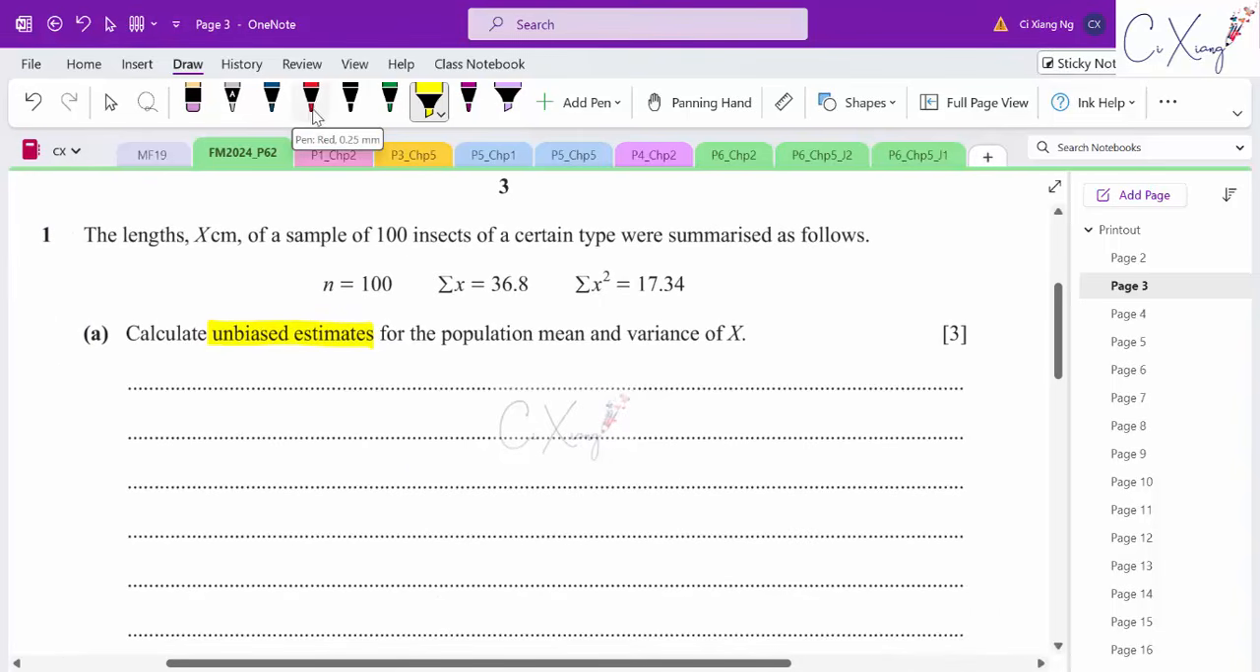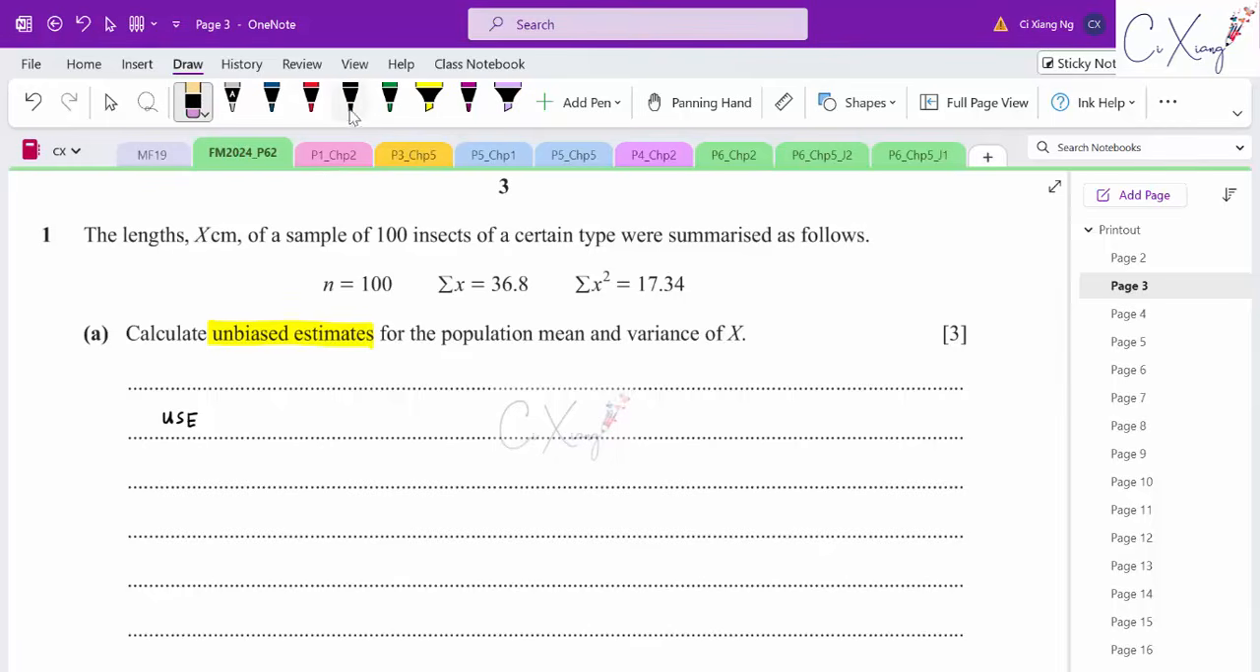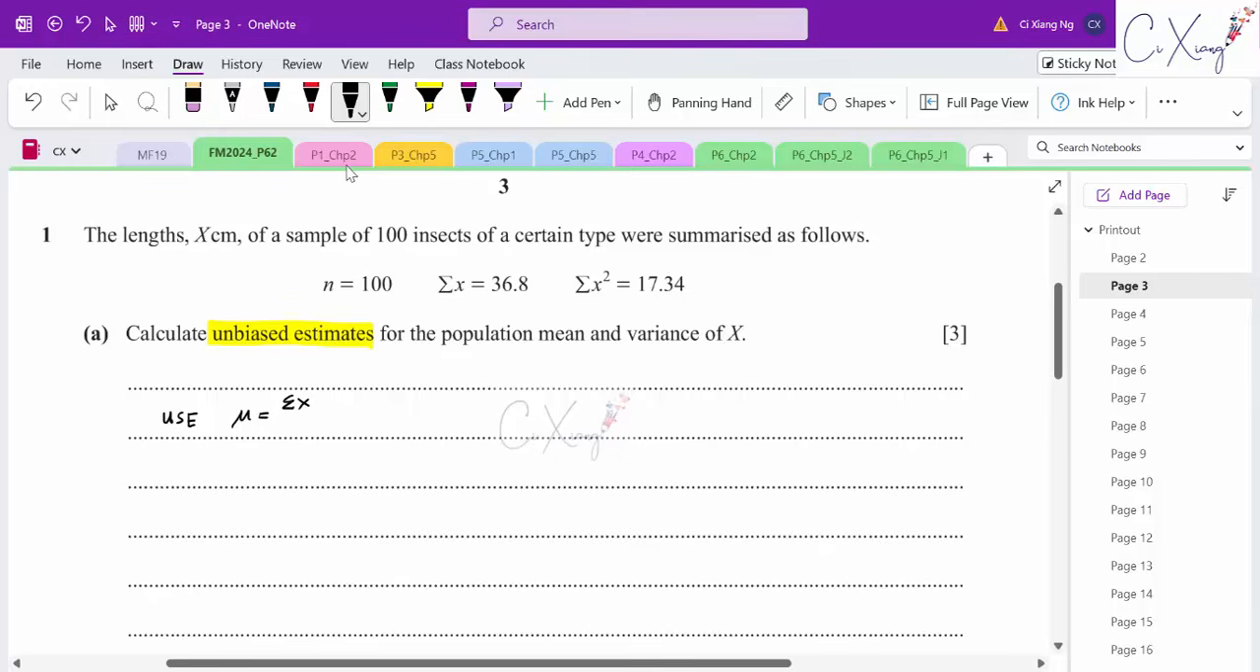Just to recall, I want to show you the formulas. The estimated population mean equals summation of x divided by n. The unbiased estimated variance is 1 over n minus 1, multiplied by summation of x squared minus, summation of x, the whole thing squared, divided by n. So this is the general formula for this question.